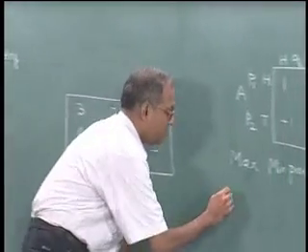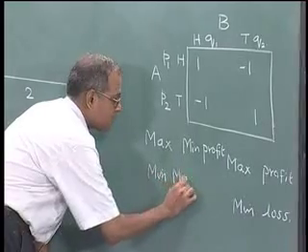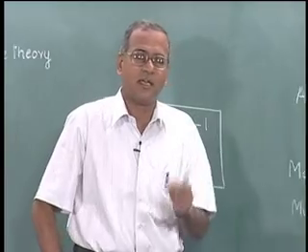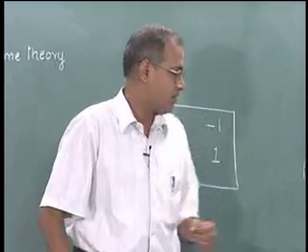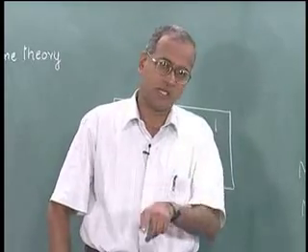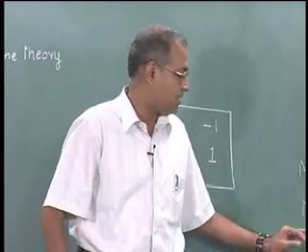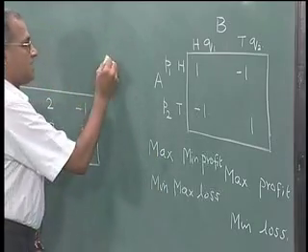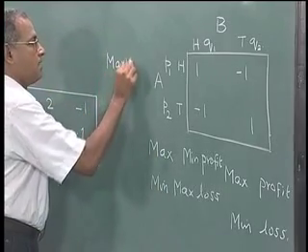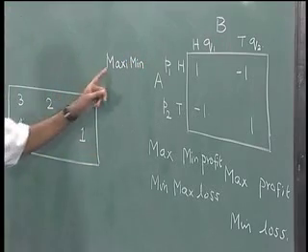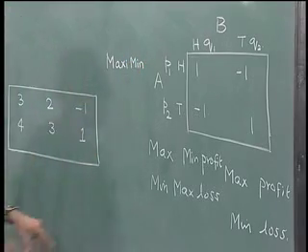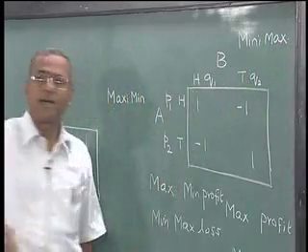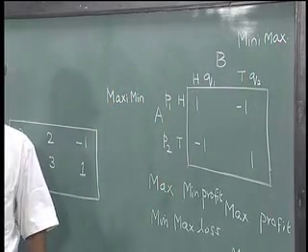while B's objective will be to minimize the maximum loss, because B knows that A is an intelligent player and A will try to, given a chance, A will try to maximize his own profit, which means A will try to maximize B's loss. So, B will play in such a manner that B will try to minimize B's loss. So, A's strategy is called a maxi-min strategy, which means A will try to maximize the minimum profit that B will allow A to get, and B's strategy is called mini-max strategy, where B will minimize the maximum loss that A is trying to inflict on B.